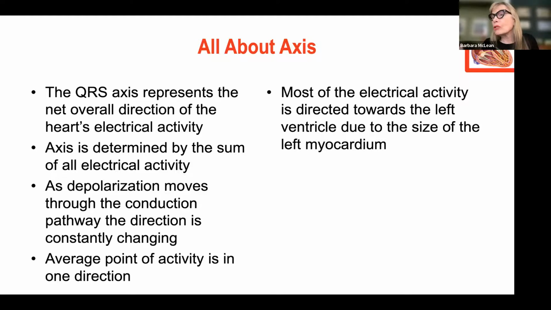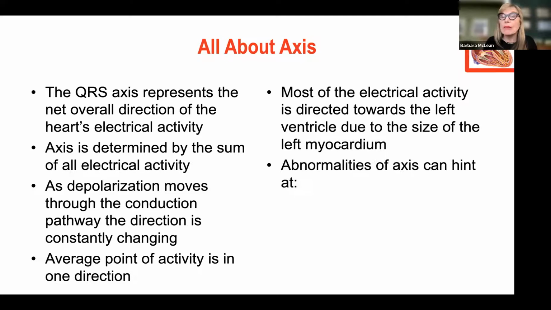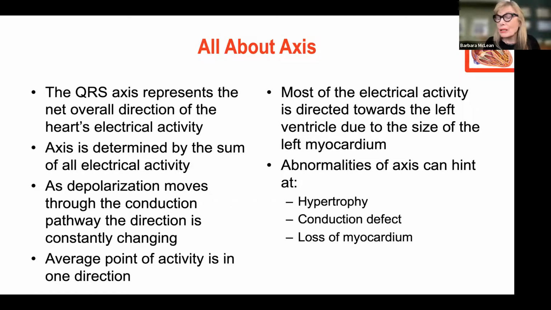So whenever you see a shift in that current that we're going to call the axis deviation, your question is, do you have bundle branch block? Do you have hypertrophy? Do you have MI? Now, those are the 3 main reasons. There are other reasons, but those are the 3 main reasons that we see the axis deviation: hypertrophy, conduction deficit, and loss of myocardium.